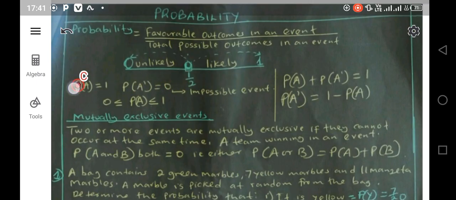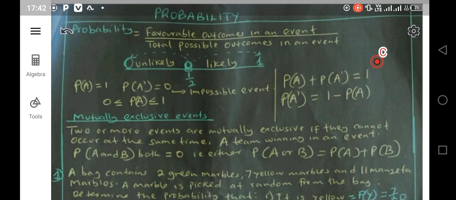Now, the probability of an event A happening is equal to 1, and the probability of an event not happening is equal to 0. If the probability of an event happening is equal to 0, that means it is an impossible event. Now, the probability ranges between 0 to 1, as we have said. The probability of an event happening plus the probability of an event not happening is equal to 1.